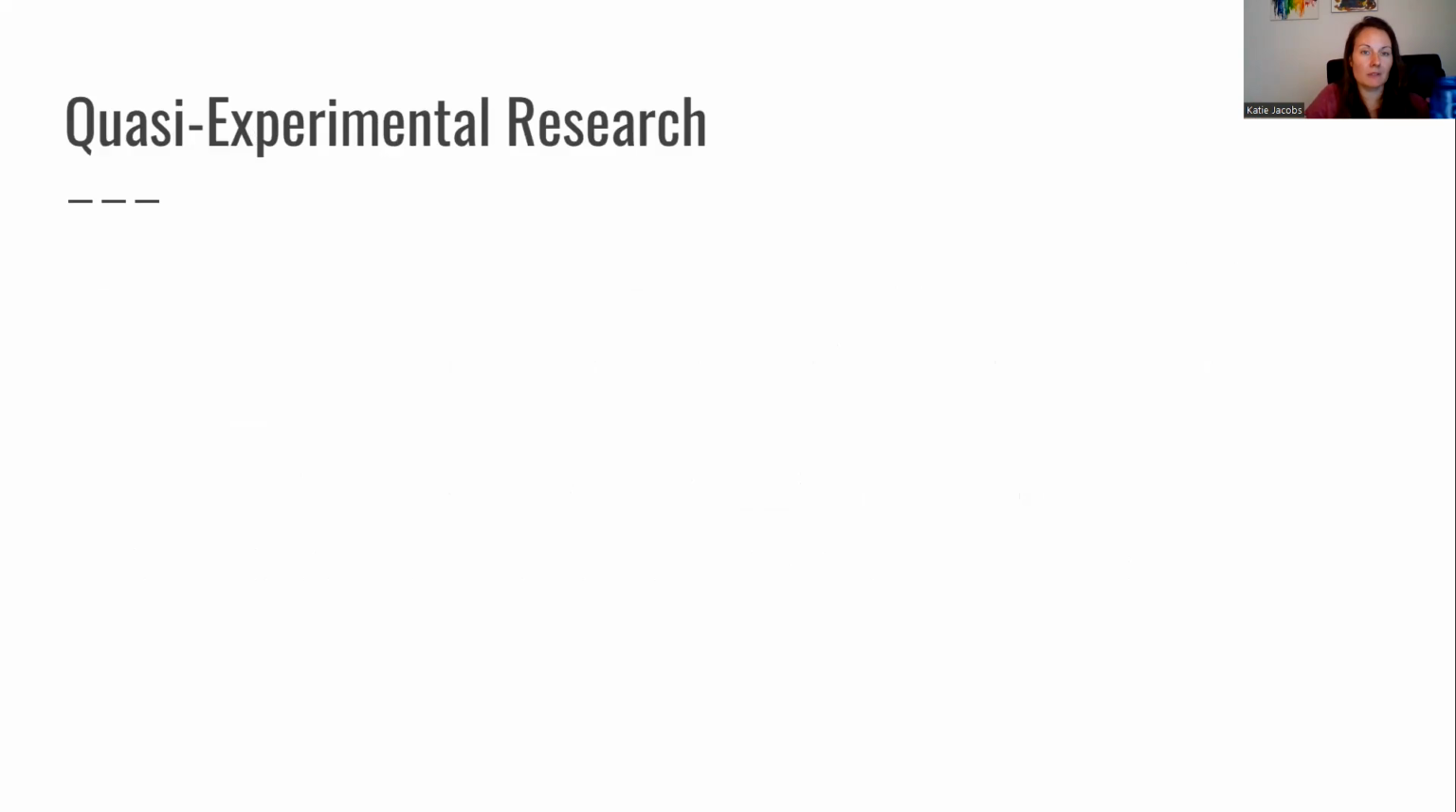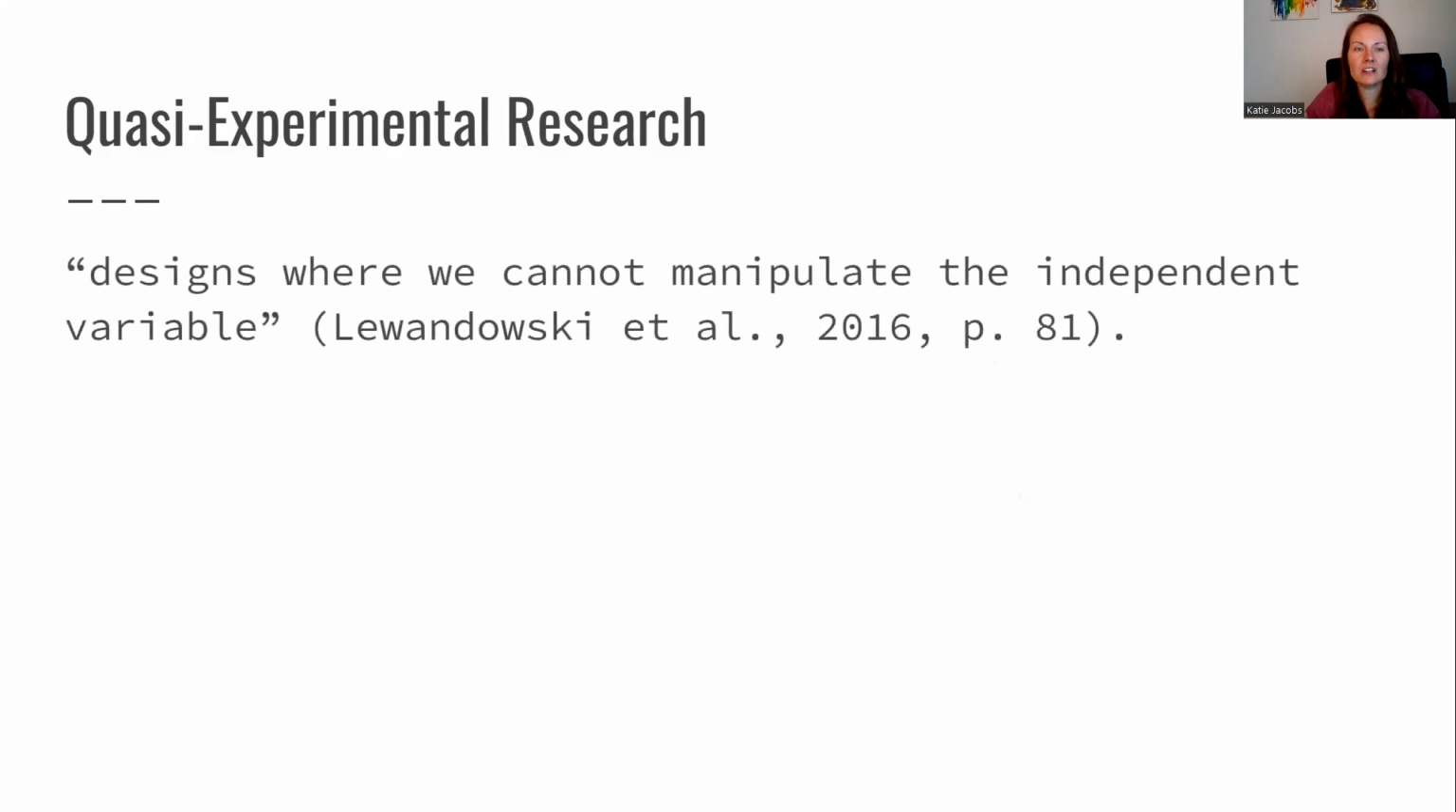There's also quasi-experimental research. And this is designs where we cannot manipulate the independent variable. So these are pre-existing conditions. So when we were talking about cross-sectional research design earlier, and I used the example about following reading levels across high school in the 9th, 10th, 11th, and 12th grade, that type of research design is quasi-experimental because we cannot randomly assign our participants to be in the 9th, 10th, 11th, or 12th grade. So we're using pre-existing groups or conditions and examining the differences among them.